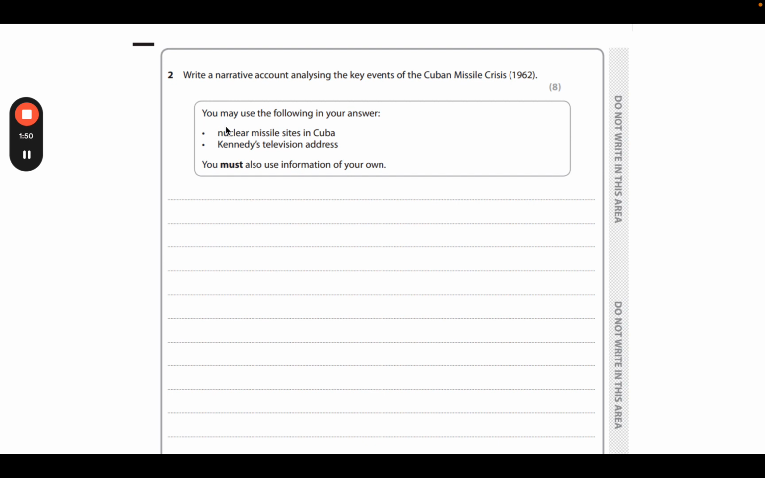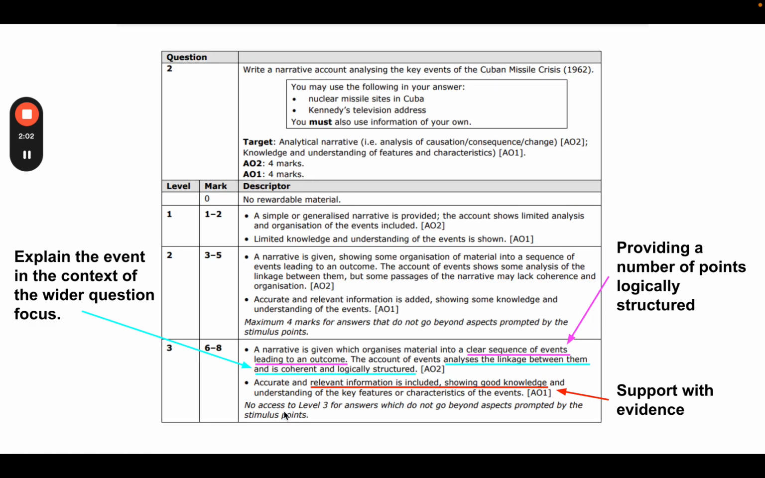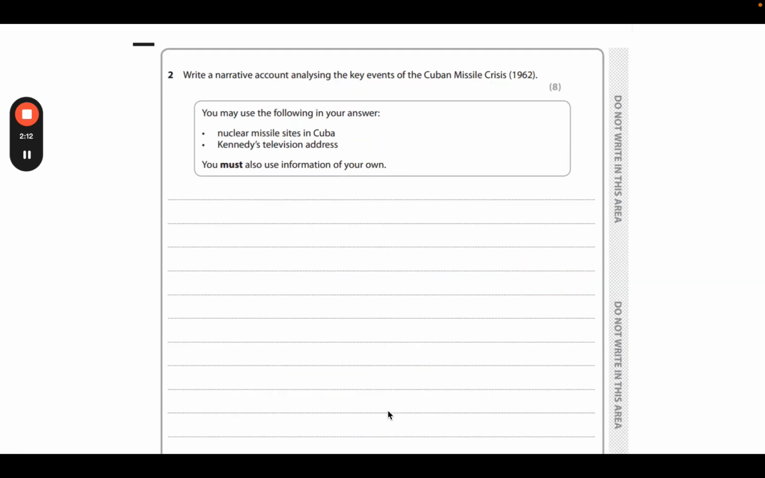If you do not understand them or you don't have any knowledge surrounding them, you don't want to waste your time writing about these. What you need to do, however, looking at the mark scheme, is that there is no access to level 3 for answers which do not go beyond aspects prompted by the stimulus points. So what you need to do is include at least 1 extra bullet point of your own. I think a good habit to get into is just thinking about your 3 most confident areas and then bullet pointing them 1, 2, 3 along the margin there. You do need to include your own information.